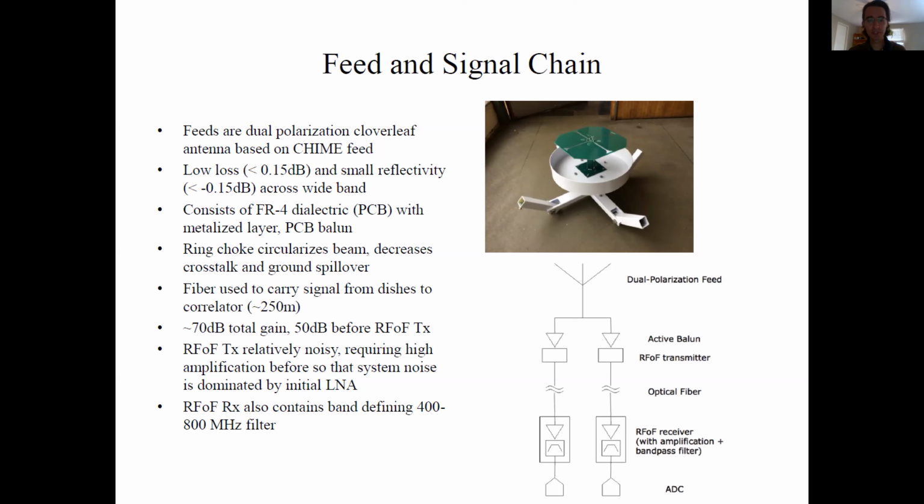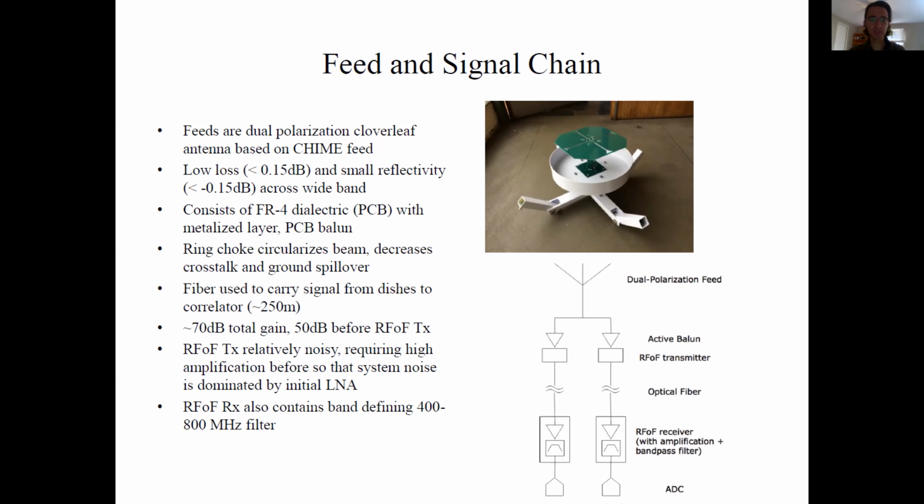Because the array is rather large, we're using fiber optics to carry the signals to the correlator from the dishes instead of just coaxial cable, because the losses in coax and the number of other features like temperature dependence of the transmission are significant. So this has pushed us to have the majority of our amplification on the dish, on the antenna. So we have a 50 dB low noise amplifier in the balun, in the stem of the antenna, and then the rest of the amplification at the correlator on the other side of the RF over fiber.